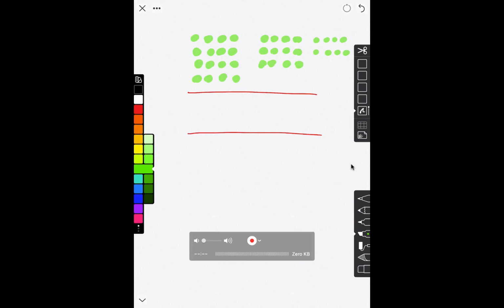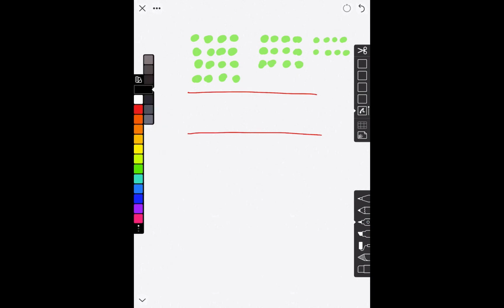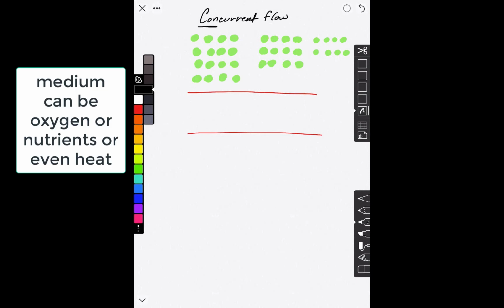So I've been getting a number of requests to discuss something that we call countercurrent flow. And to discuss that, first I need to discuss concurrent flow and what that means. So here I've got my little dots. This is some sort of medium, and it is decreasing as it's moving throughout the system because cells are starting to suck it up. So here I've got 16 of these little buggers, here I've got 12, and here I've got 8.